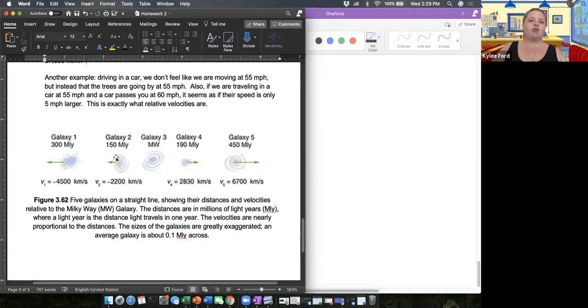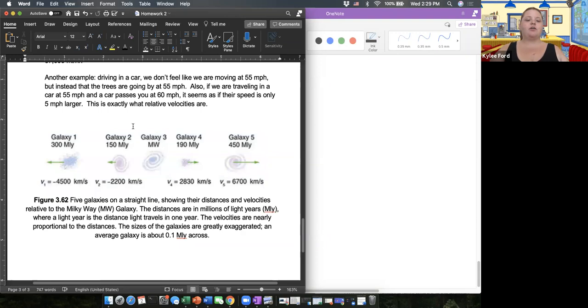Because relative to the car, you're not moving until you look out and you see the trees flying by, right? Then you're like, okay, I am moving. We are going 50 miles an hour, whatever. Okay, so that's what relative velocity really means. So when we're looking at these galaxies here, that's what we want to know.